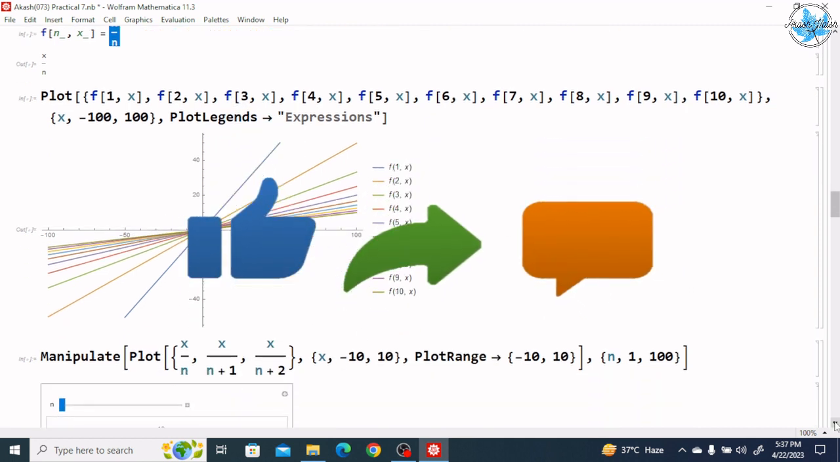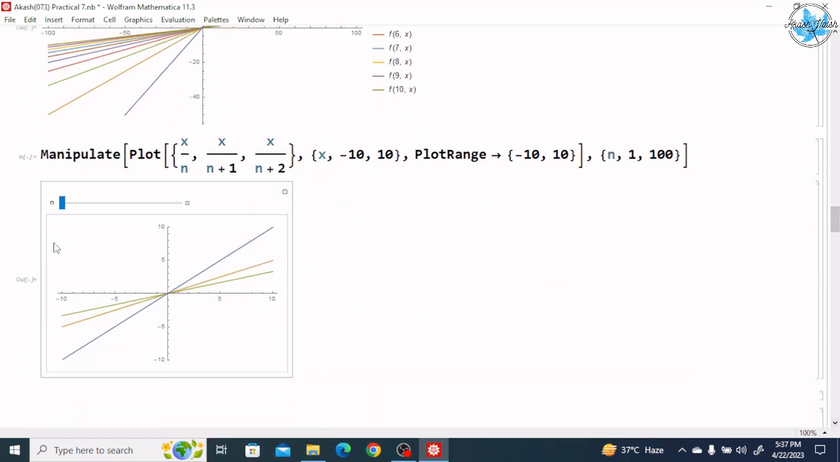Now if you want to manipulate your sequence, give the Manipulate command like this. In the Manipulate we will draw the graph, that is the Plot command. And in the Plot command I will change the value of x_n, that is n plus 1, n plus 2, and x I am varying from minus 10 to 10, and the plot range is also minus 10 to 10. I have taken the plot range, meaning the value of the graph on the y-axis will vary from minus 10 to 10, and the value of n we will vary.